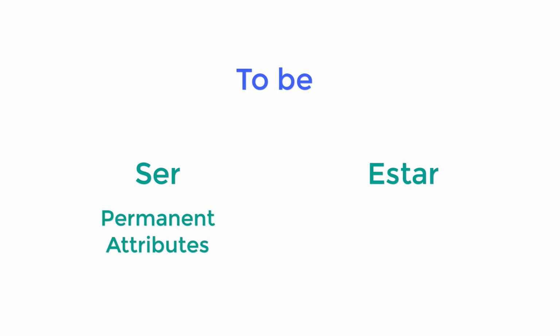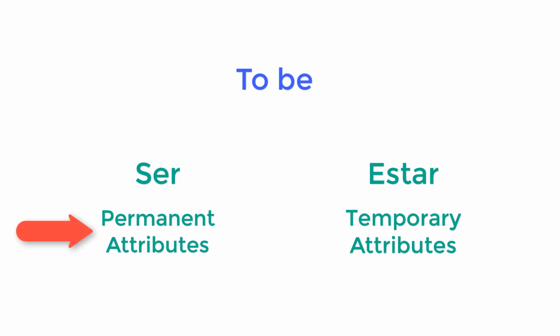In Spanish, there are two ways to say to be. There is the verb ser and the verb estar. Generally, ser is used for permanent attributes, and estar is used for temporary attributes. We'll learn more instances of when you use each one later on, but for now, we'll start with permanent attributes. Permanent attributes are those that describe people or things for more than a few days at a time.